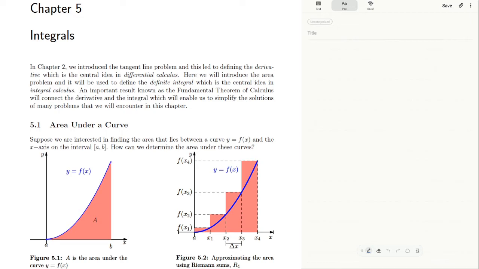Now, an important result, which we will learn later, will be called the fundamental theorem of calculus, and it will connect the two branches of calculus. So let's first start off with the area problem.